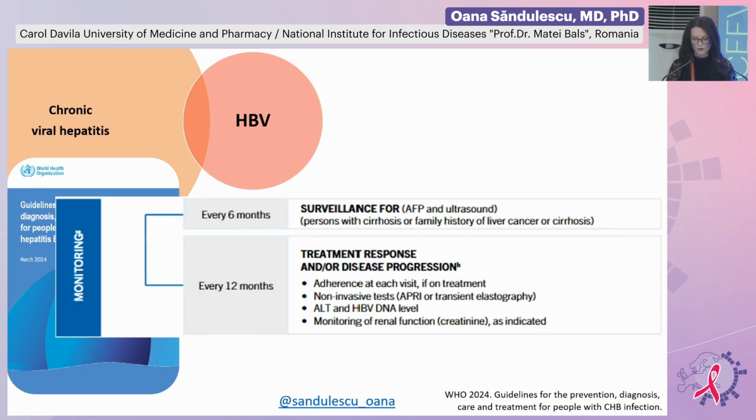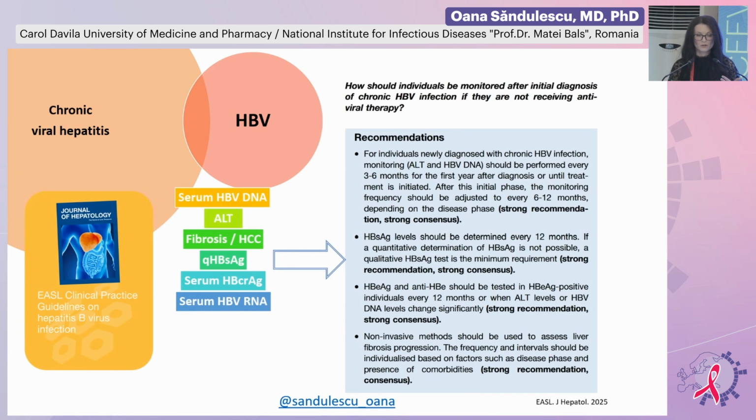And again, we'll talk a bit about that as well. So how do we monitor patients during treatment? Well, we have the classical parameters that we check. So we check for viral load. We want to see that viral load become undetectable. We want to see ALT levels normalizing. We also want to see fibrosis not progressing.